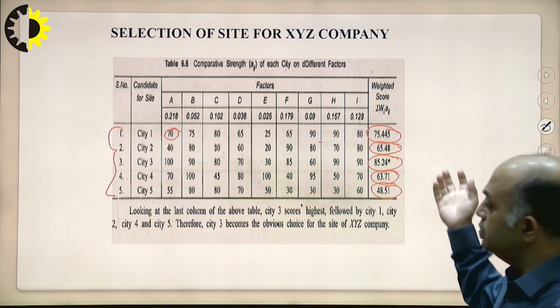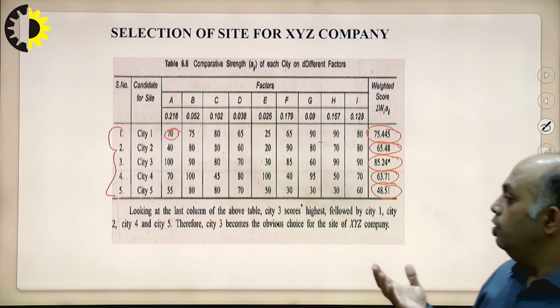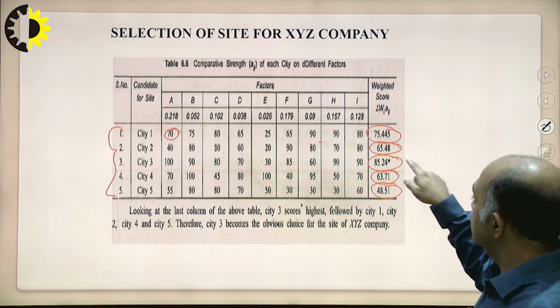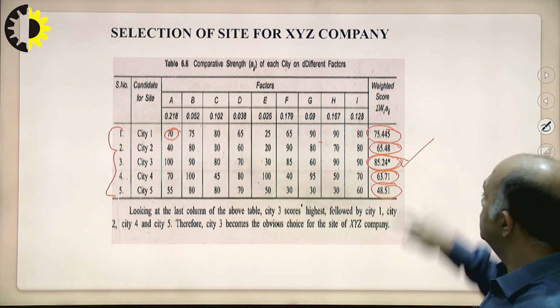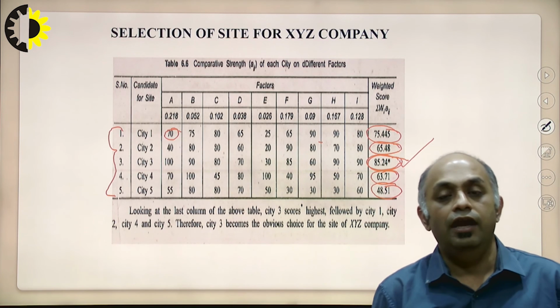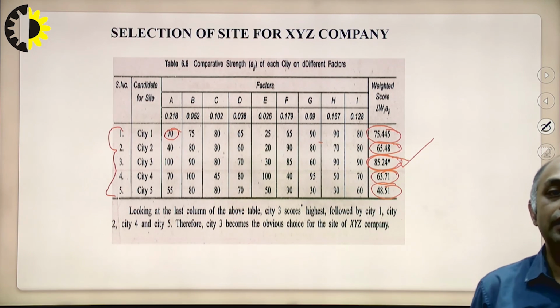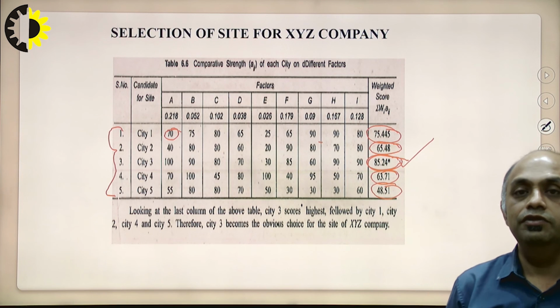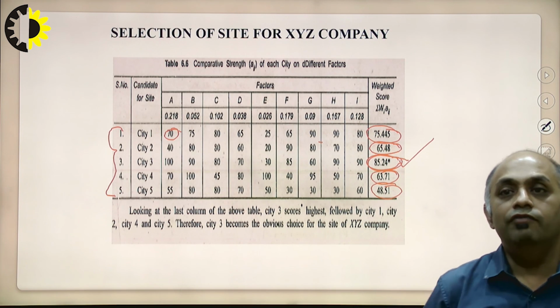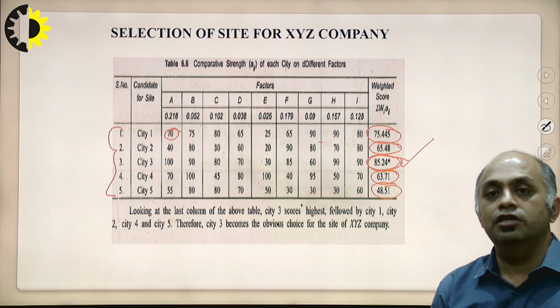Depending on this total table, looking at the last column of the above table, CT3 scores the highest marks. This is the highest mark that it gets after the analysis, and then we can decide that CT3 is the place where we should locate our facility. So this is a very comprehensive way of handling the facility location problem.